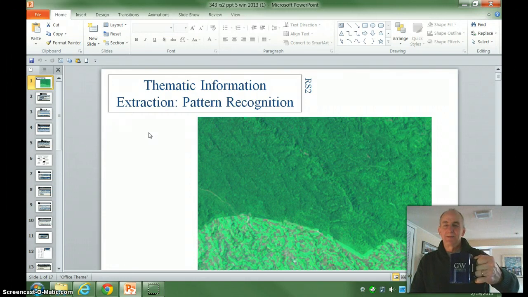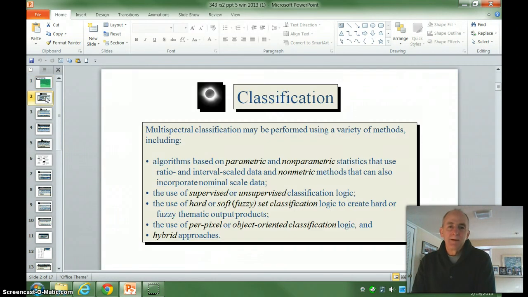Good morning. I'm back. Thematic information extraction, pattern recognition. And this is mostly about classification. This is, I guess, the first big question, right? What is it? And so we have different solutions, different algorithms based on either non-parametric or parametric statistics, or there are some non-metric methods as well.